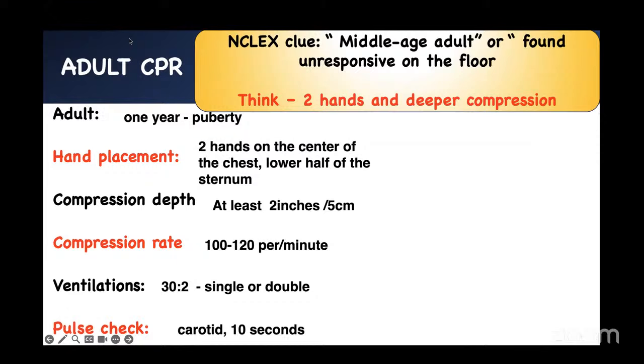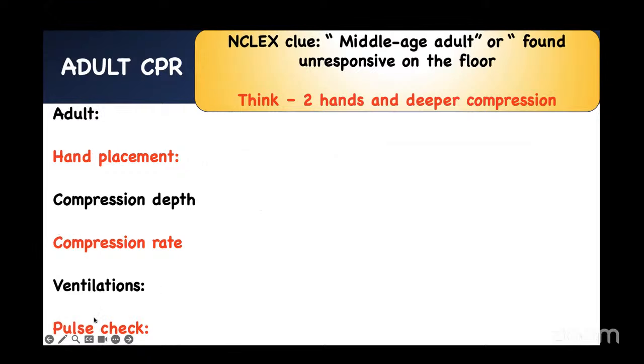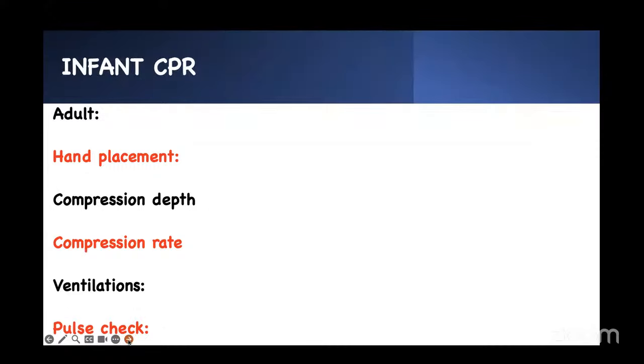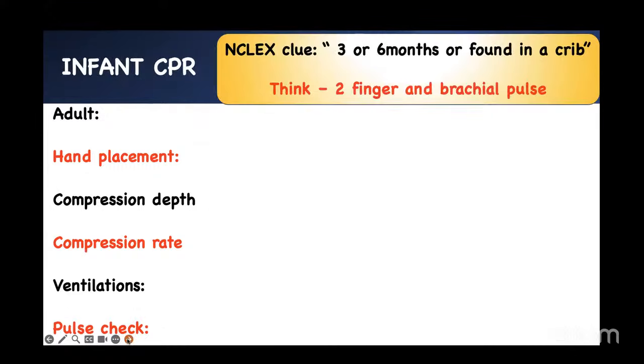And what should you worry about? 2 hands, no fingers, and your depth will be at least 2 inches. This is all you need for adult CPR, right? So that's the key concept I want you to pay attention to. And then we can compare it with the pediatric one, right? So we compare with the pediatric CPR.